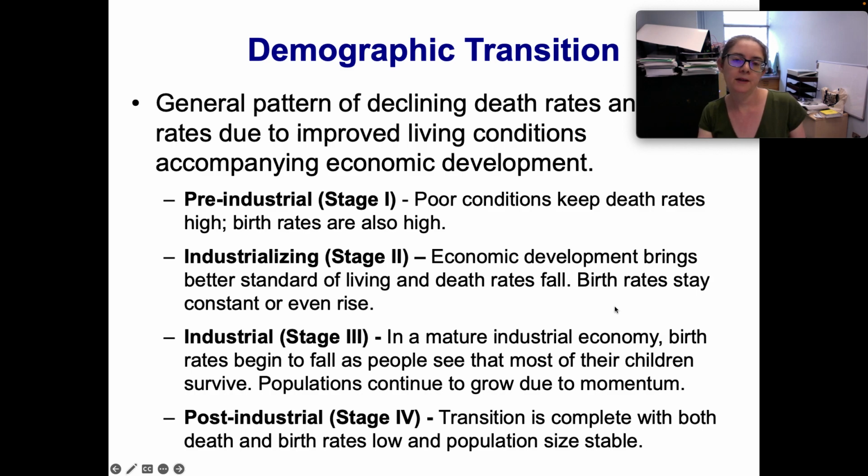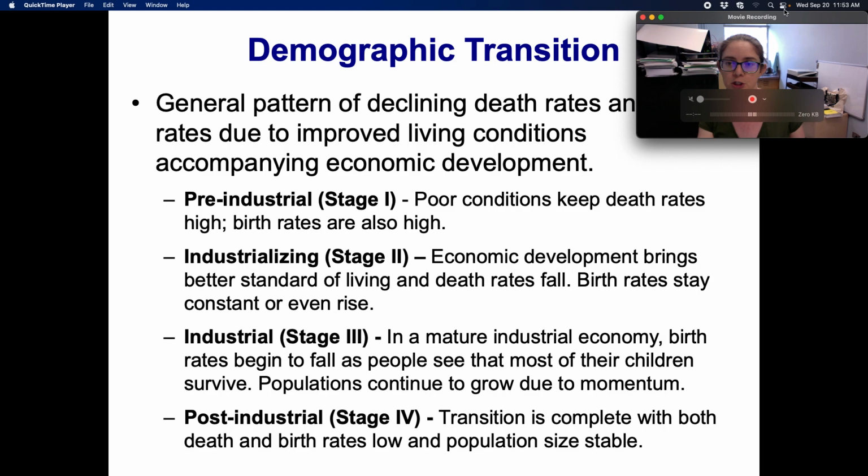So next I want to talk about the demographic transition model. This is a general pattern of declining death rates and fertility rates due to improved living conditions accompanying economic development. Different countries go through these different stages through time as they become industrialized, and that affects their population growth and their different demographic rates.